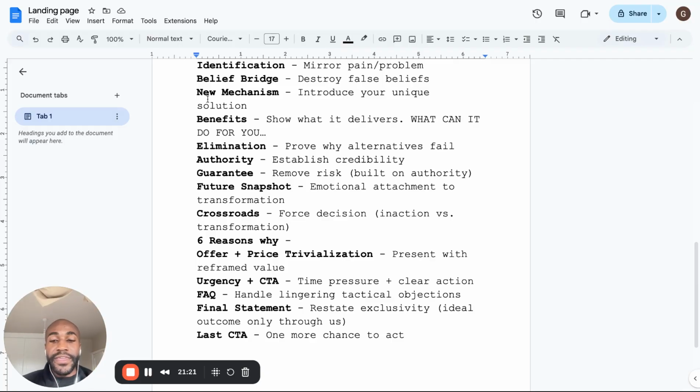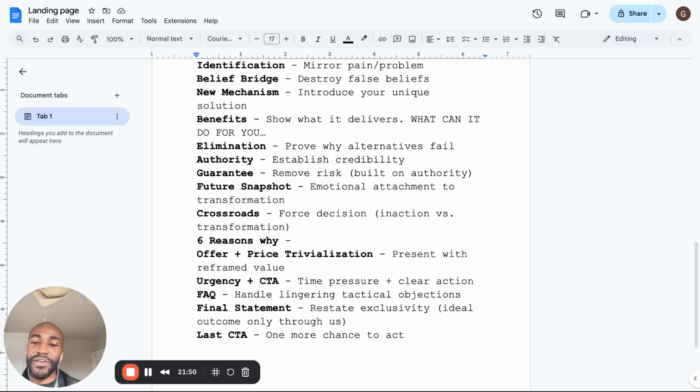And then you provide the offer and you trivialize the price. So for example, if you had a subscription that was for £7, you could say for 20 pence a day you can get X and Y result. So you're reframing the price so it doesn't seem as much. That's just an example, but that's a way to trivialize the price.